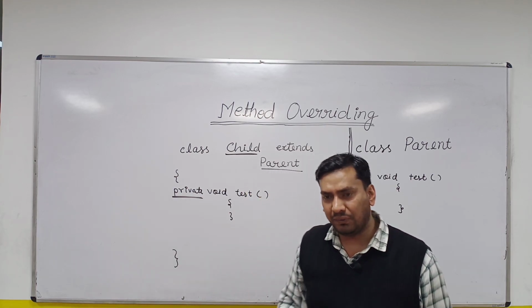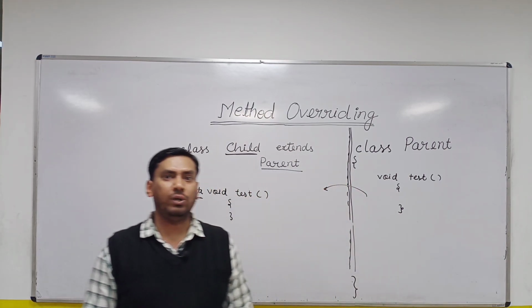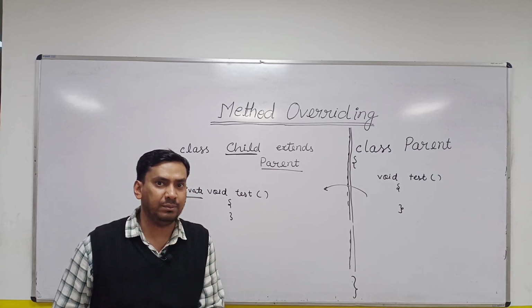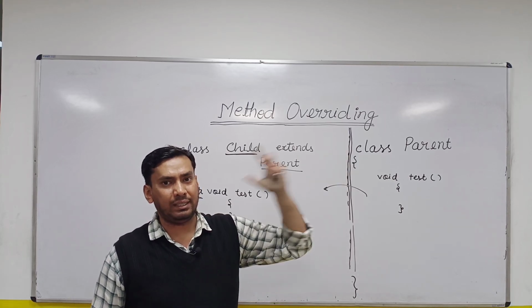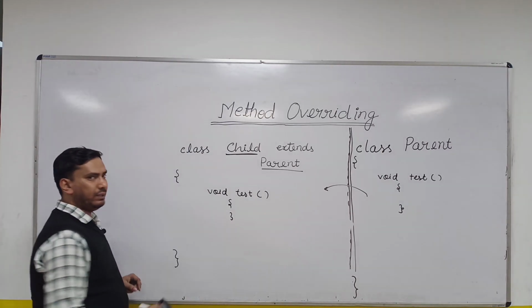When you get this kind of error, trying to assign weaker access privileges, it means that you are trying to reduce the accessibility level of a parent class method. So this is not allowed. You cannot write private here.